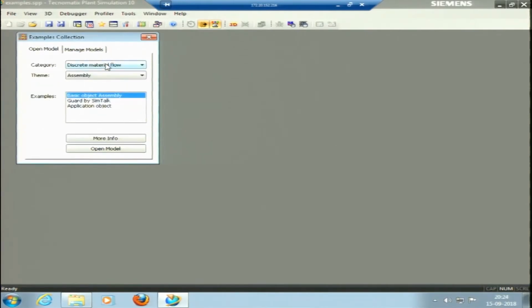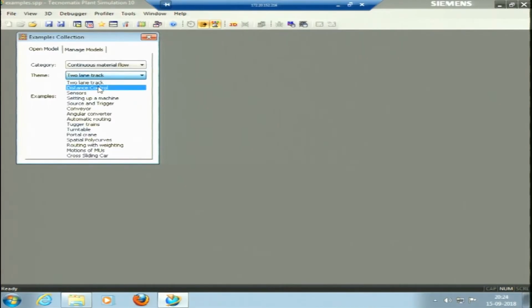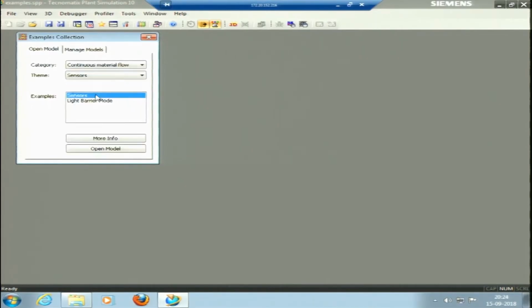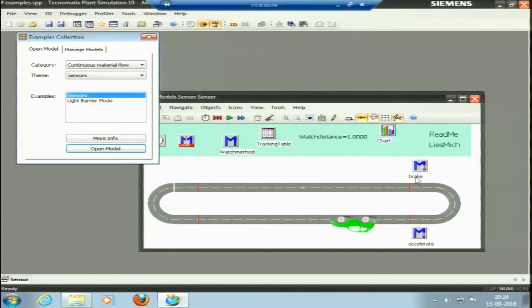So another model I can pick here is from continuous material flow, tool and track, distance control. Sensors are there if, for instance, we need to accelerate at some point, or we need to put brakes, or this is a light, and we can do anything. Let me open this model. Yes, this is a brake and accelerate model. I have defined the method here, the method is brake and accelerate.